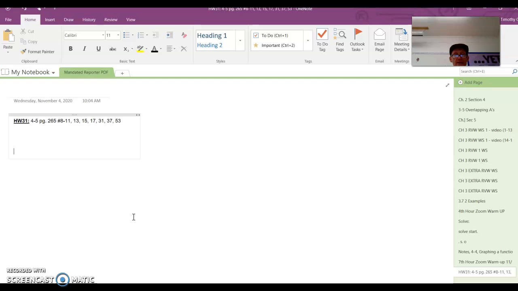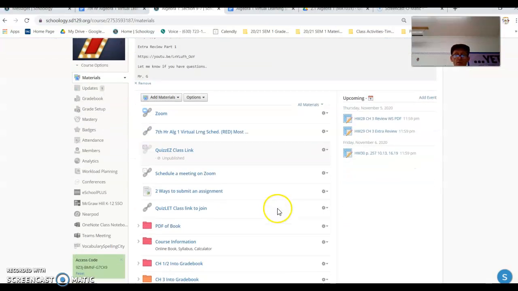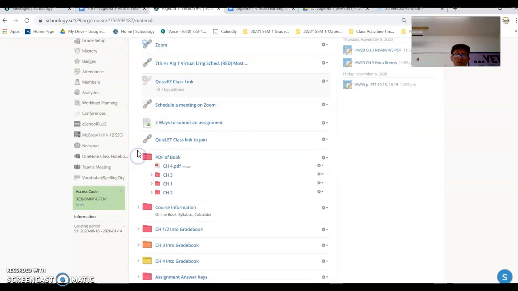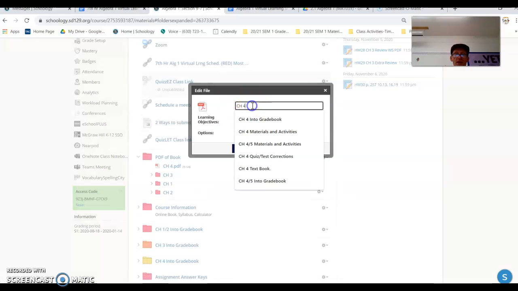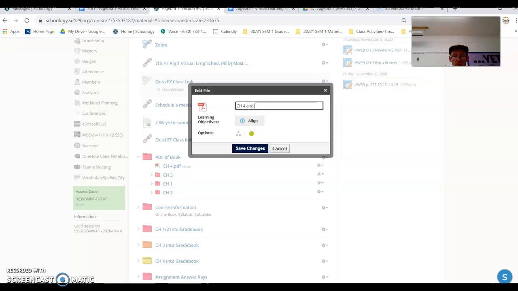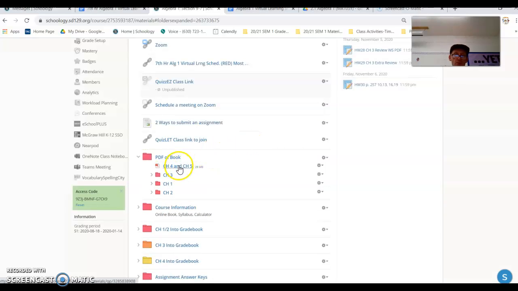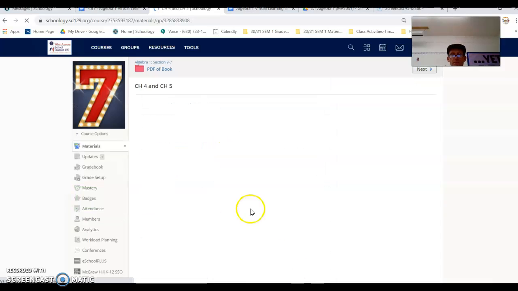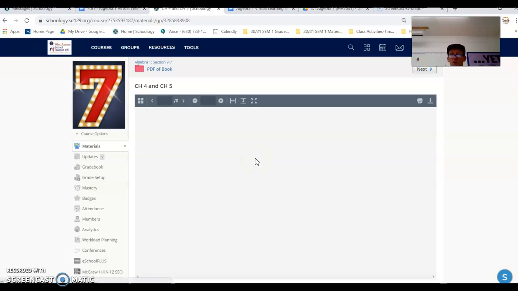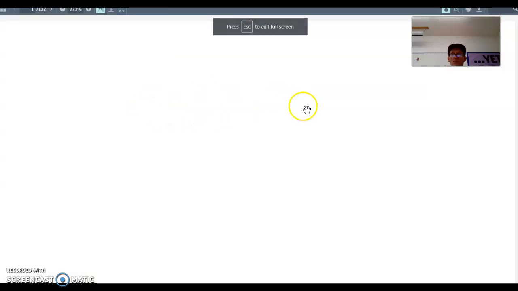So first of all, we got to get the book. I was going to take a picture of the book. The book is a PDF, and it's actually chapter 4 and chapter 5. So this is chapter 4 and 5. Okay, so that's the PDF right there. We're going to open that up all the way, to full screen.